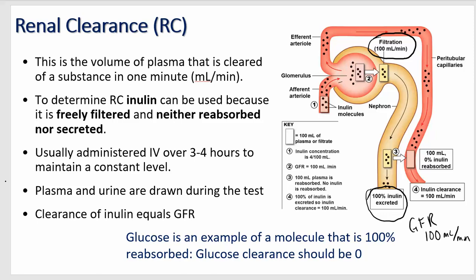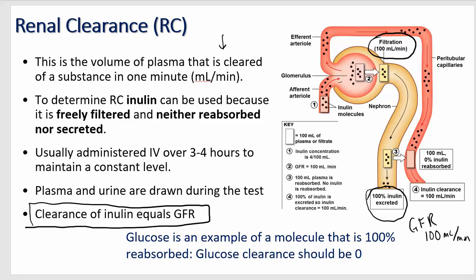Okay, so in this case, because there is no reabsorption or secretion, our clearance of inulin is our GFR. Now, there are other things like creatinine, which is not reabsorbed much. There's not much reabsorption or secretion, so we can get a good idea of GFR by looking at creatinine. But inulin is actually a very accurate way to measure that.